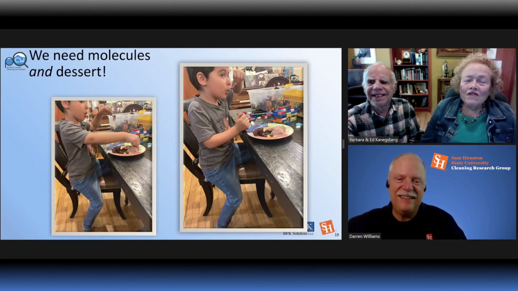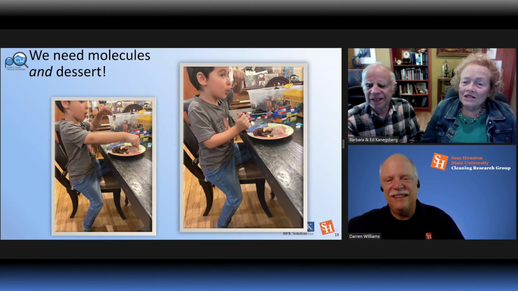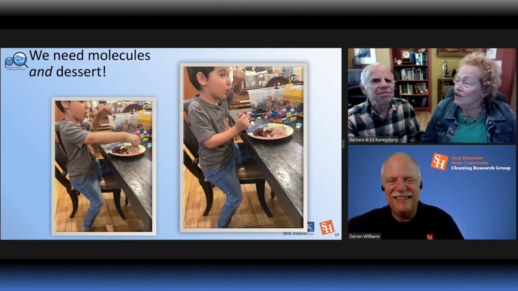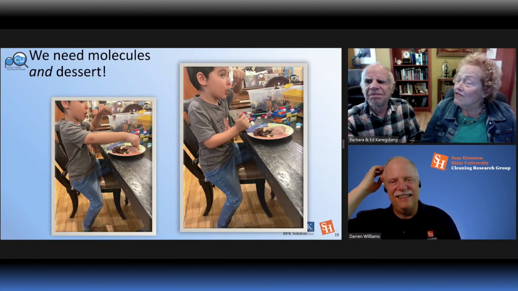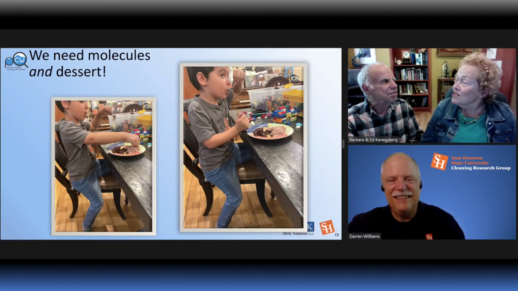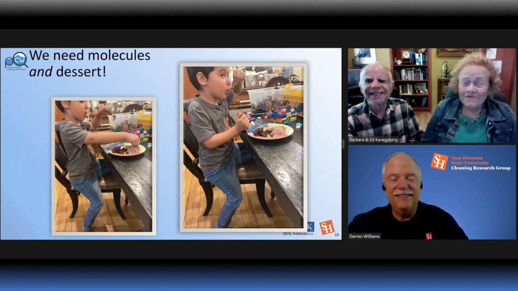So we've come to the conclusion, based on a 7-year-old, that both molecules and dessert are really important, and I would tend to agree. And I would say that there are complex molecules in dessert as well. Oh, yeah. And of course, there are polymeric materials in the Legos. Yes.